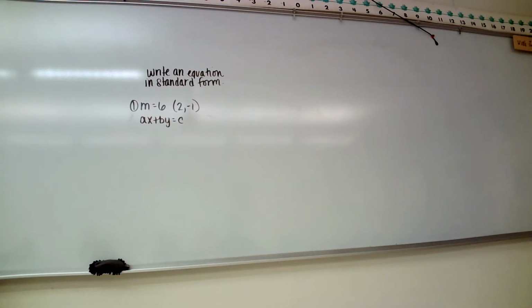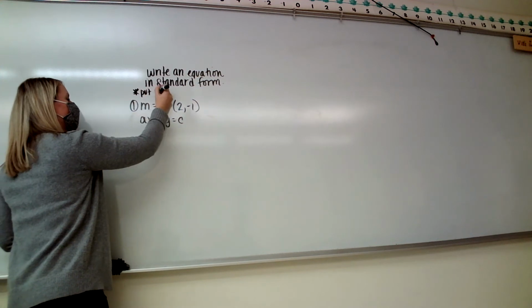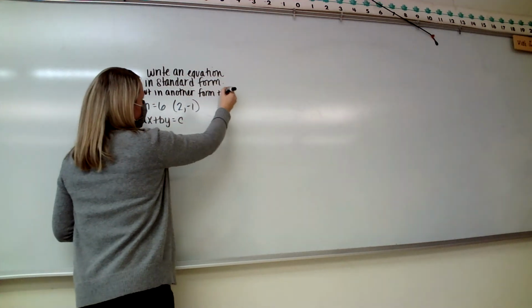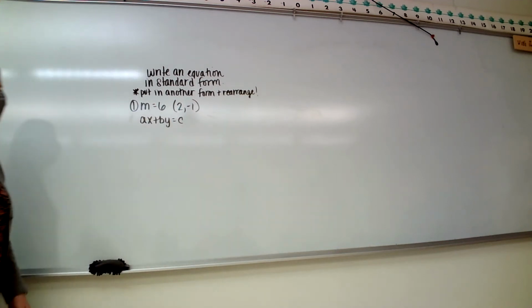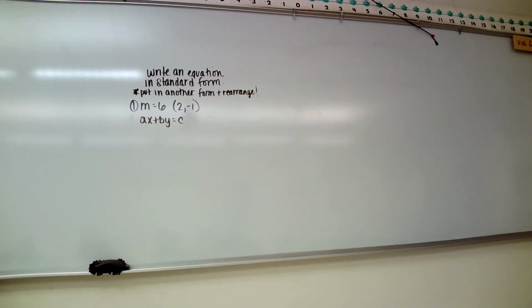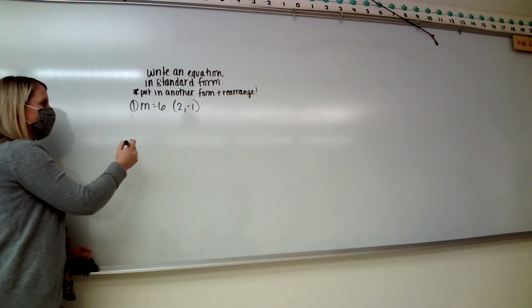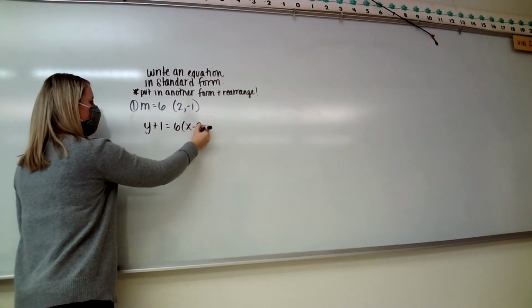So the main thing with standard form, I'm going to make a little note to myself: put in another form and rearrange. So you're never really just going to be plugging into standard, unfortunately. It's one of those ones you have to do some other work to get there. You can decide which one you'd like to do. I'm going to start with point slope because I have a point and a slope. So I'm going to throw in point slope. y plus 1 equals 6 times (x minus 2).